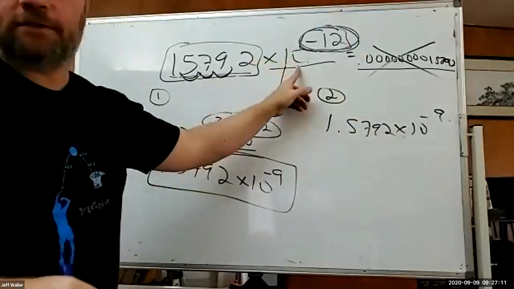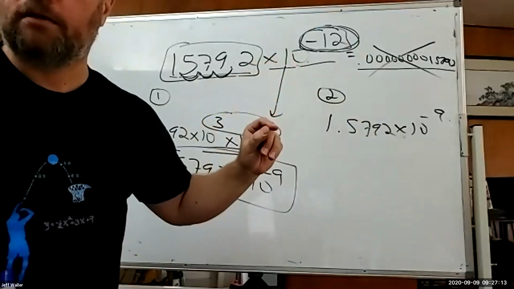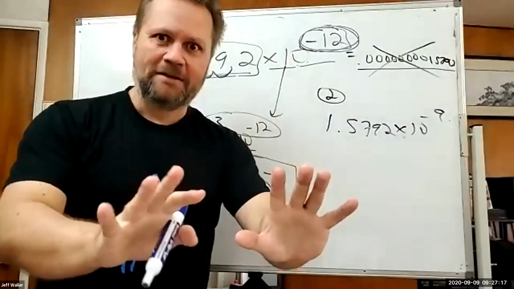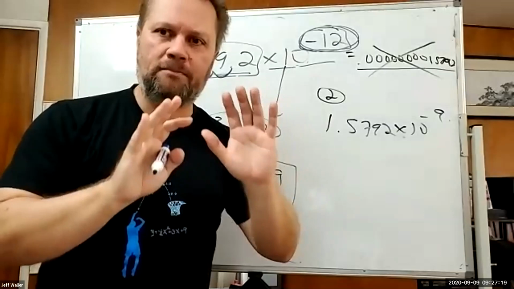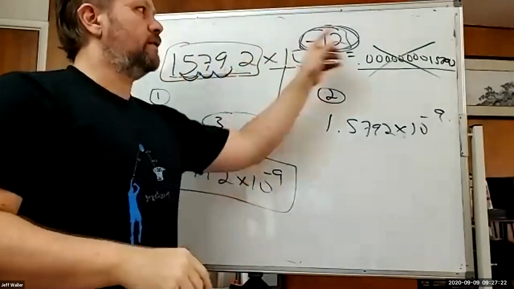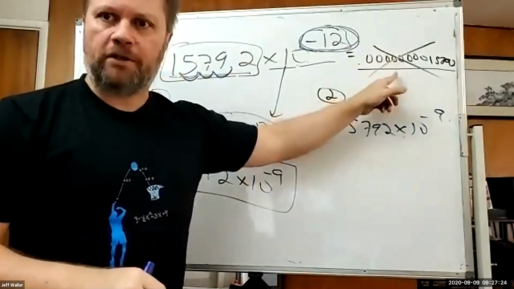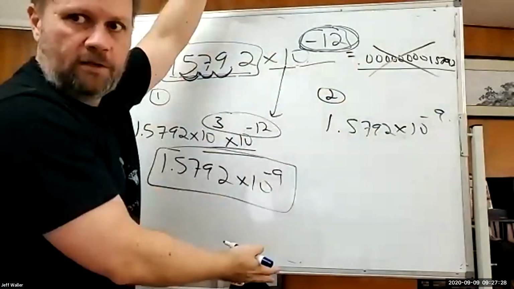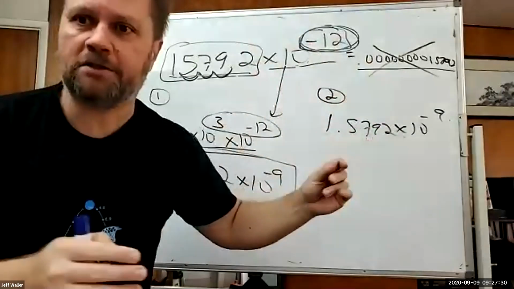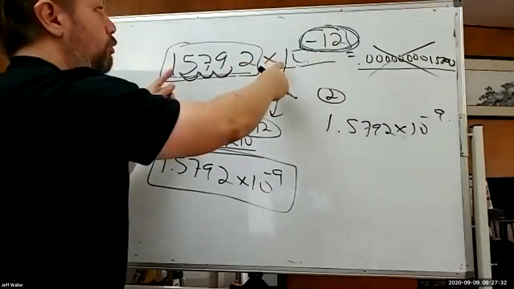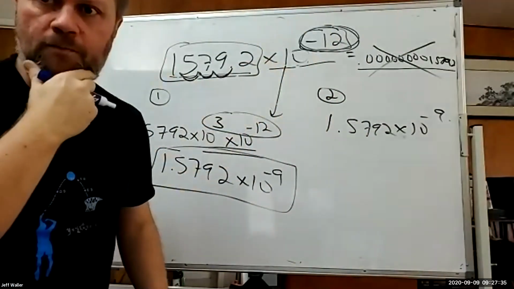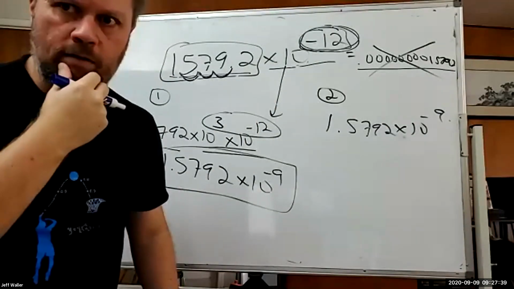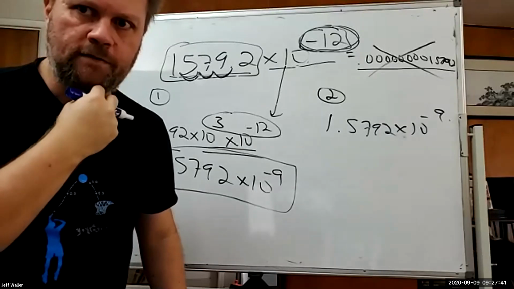But that's wrong. If the question had been, convert this to decimal notation, that would have been right. But it's wrong because that's not the question. It was, put this into correct scientific notation. Decimal notation and scientific notation are two different types of answers, two opposite things.